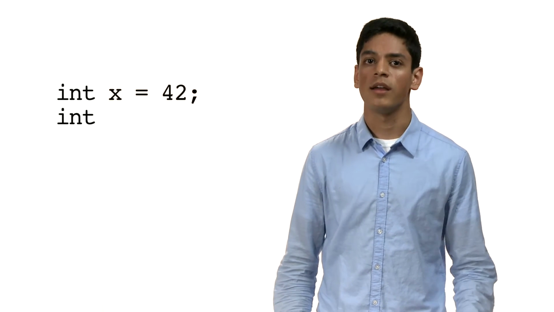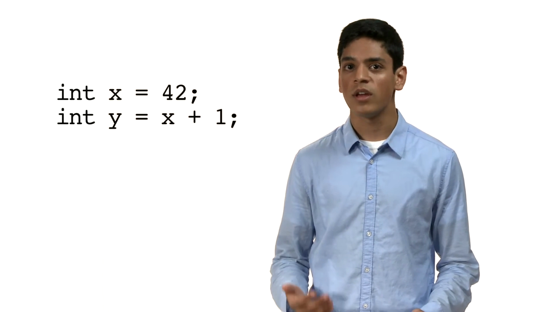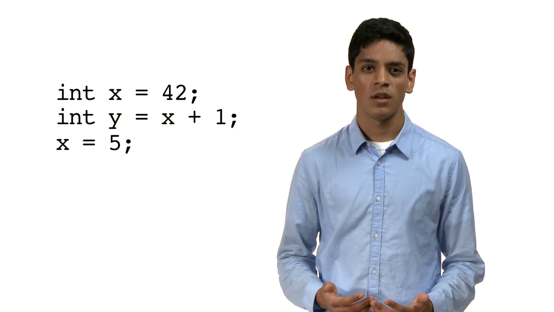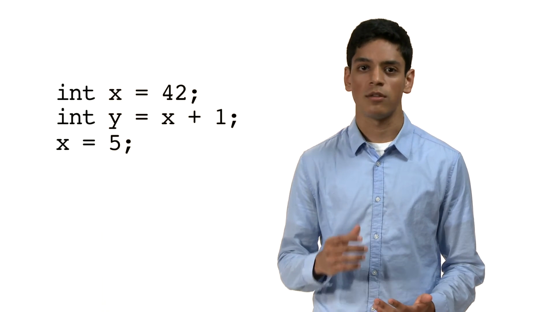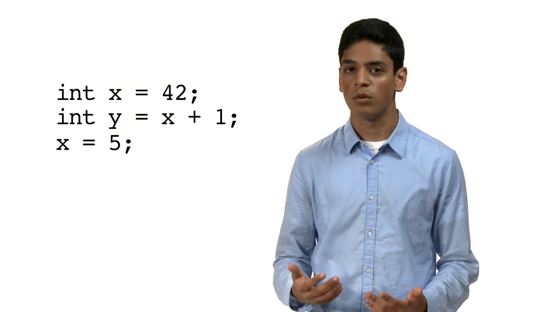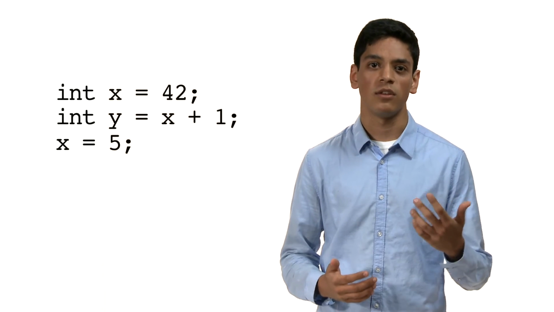Now let's look at a few more examples of ways you can use variables in C. The first is a continuation of our previous example. We declare x and set it equal to 42. Next, we declare y and set it equal to x plus 1, so it's equal to 43. Lastly, we set x to be equal to 5. Now, what is the value of y? Even though we have changed the value of x to 5, the value of y is still 43. When we assigned y to be equal to x plus 1, x was equal to 42. Even though we've changed the value of x, the value of y remains the same.